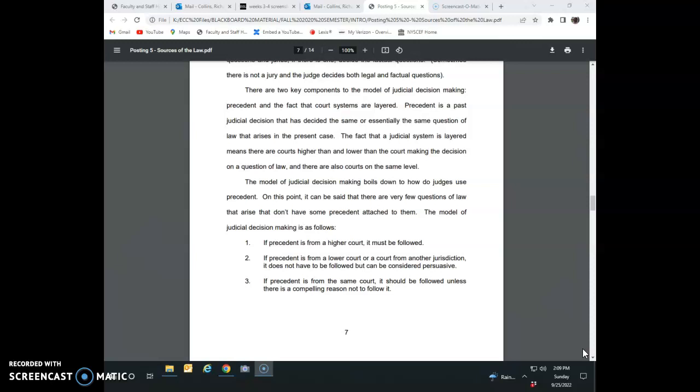Number one, if the precedent is from a higher court, it must be followed. Two, if the precedent is from a lower court or a court from another jurisdiction, the judge or the court in our case doesn't have to follow it, but can look at it and might consider that precedent from a lower court or another jurisdiction as persuasive. Thirdly, if the precedent is from the same court, it should be followed unless there is a compelling reason not to follow it.